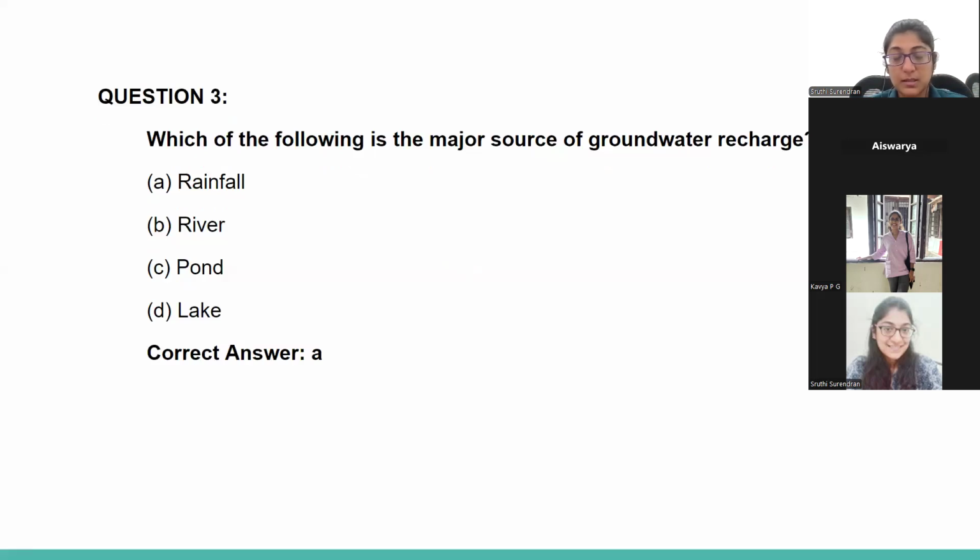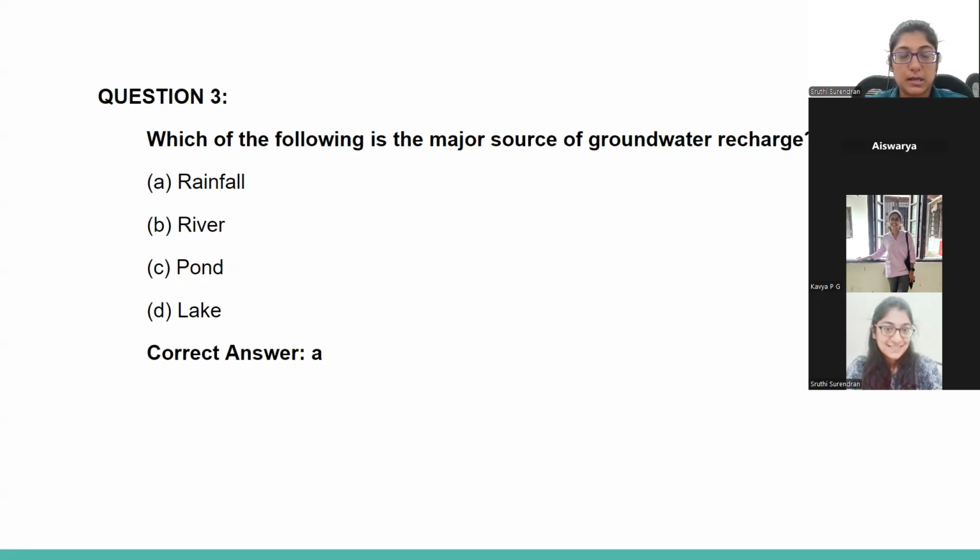The question asked here is the major source of groundwater recharge. Apart from rainfall, even rivers, lakes, and ponds can help in recharging groundwater, where we have studied the influent streams and effluent streams. Influent streams are the streams that provide water into the groundwater aquifers. So they also can help in recharging groundwater, but the major source of groundwater is rainfall.